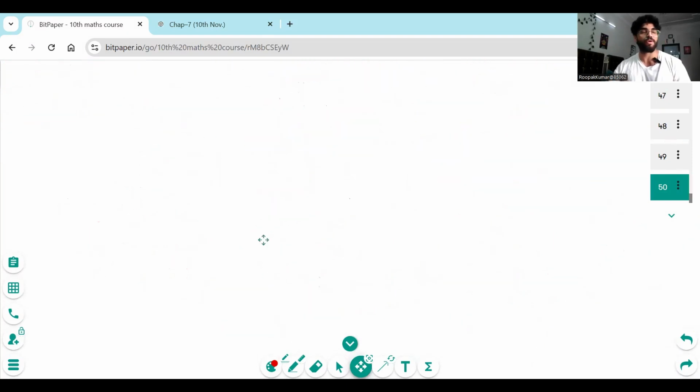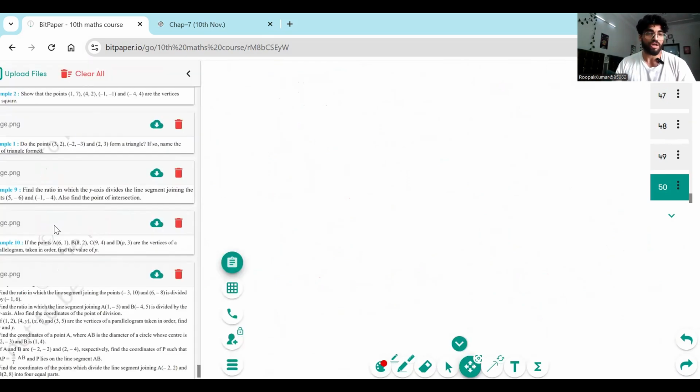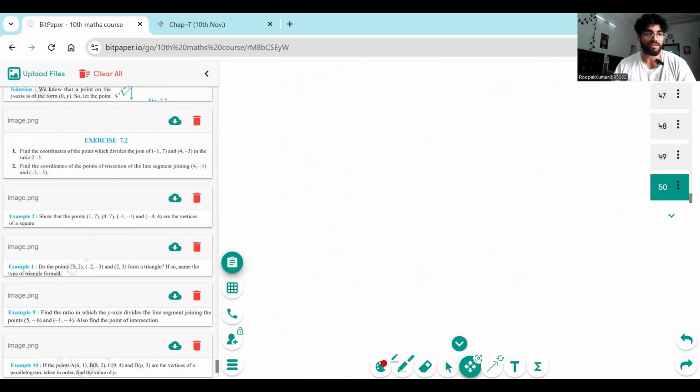The possibility means the sum of any two distances should be greater than the third one. Okay, so now we can move on to the next question.